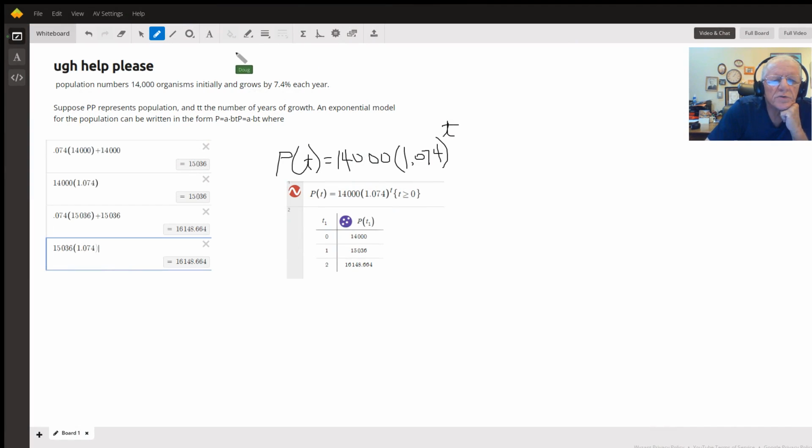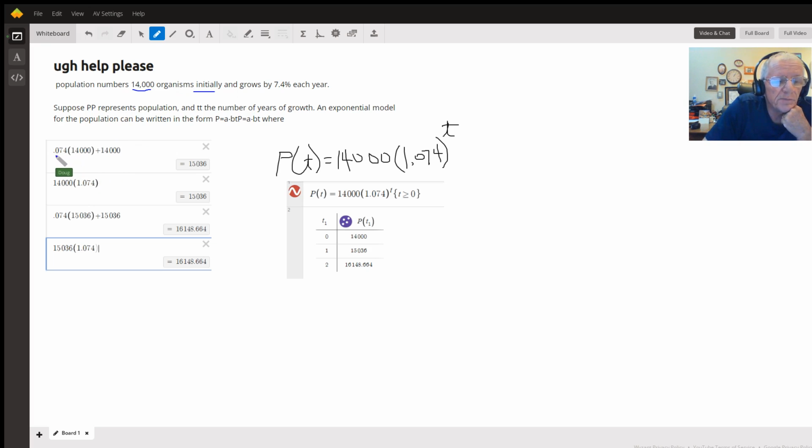So we're starting with 14,000 of these organisms initially, and the number of organisms is growing by 7.4% each year. Now, before we get into the exponential function, let's just discuss what it means to grow by 7.4% each year. How many organisms would there be at the end of 1 year?